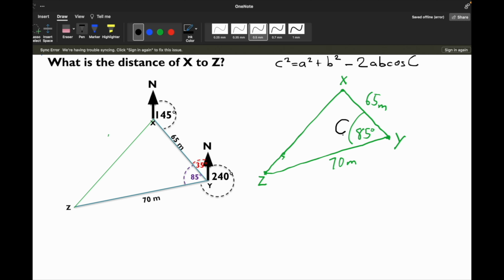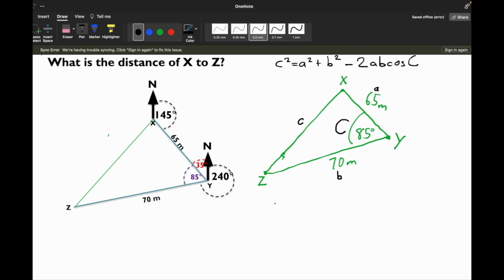So therefore, where is little c? The length that we need to find. Excellent, which is right here. All right, so who's going to be A and who's going to be B? 65 could be A. We could make this A, and therefore this would be B. So now we want to calculate the length of xz.